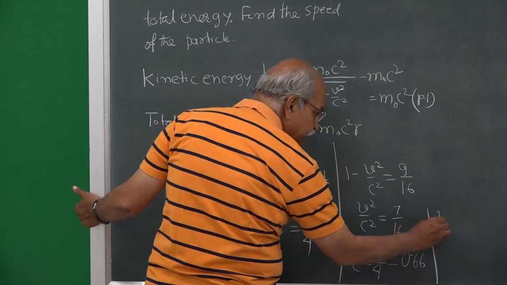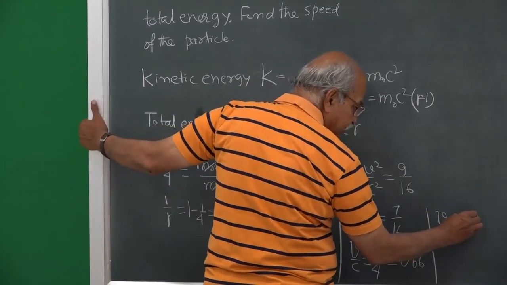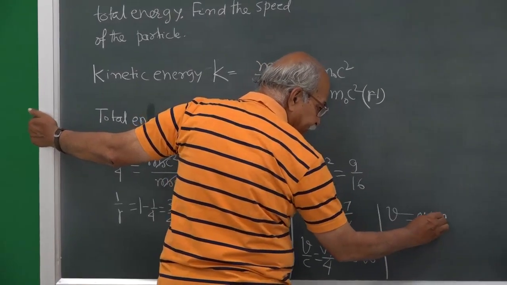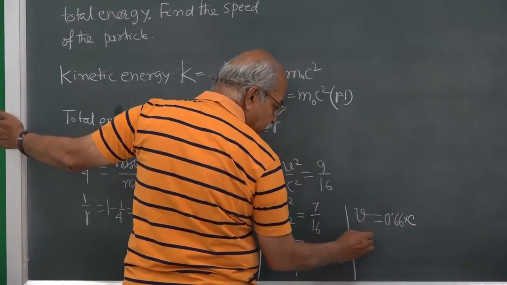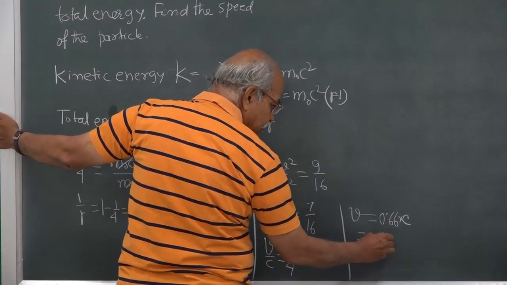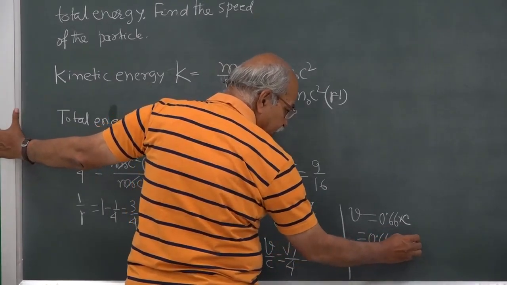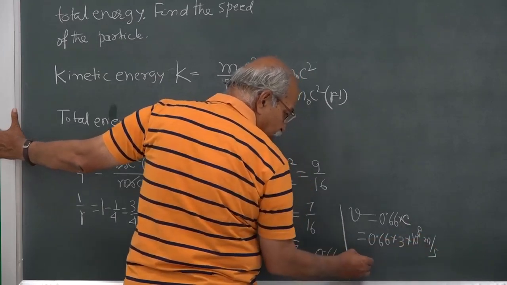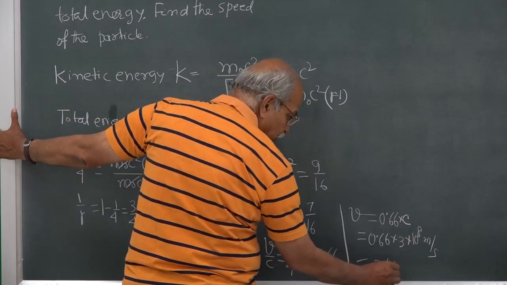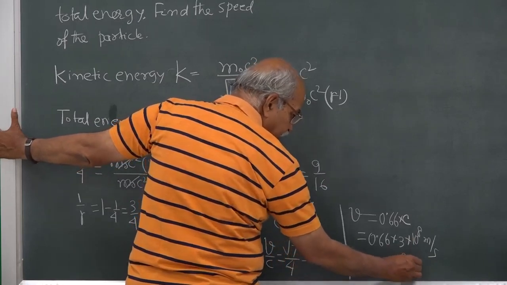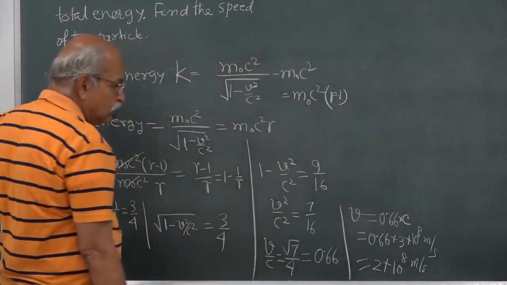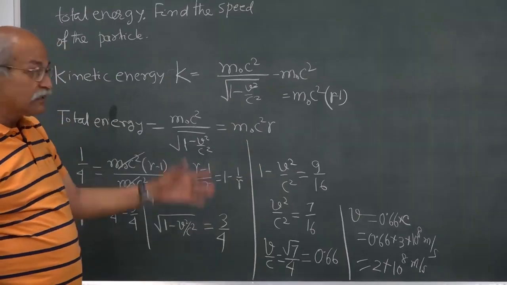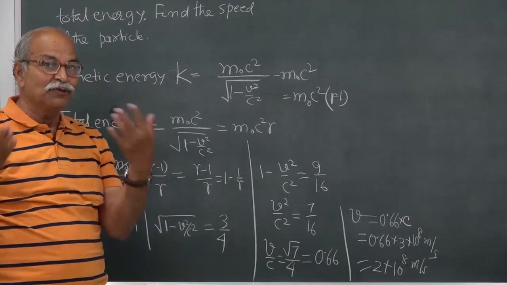and therefore, v is 0.66 into c, and that is 0.66 into 3 into 10 power 8 meter per second, which will be almost 2 into 10 power 8 meter per second. So, at 67% or 66% of the speed of light, the kinetic energy will account for 1/4 of the total energy.